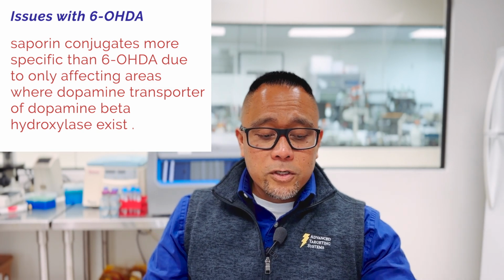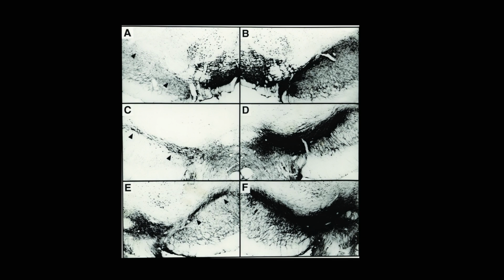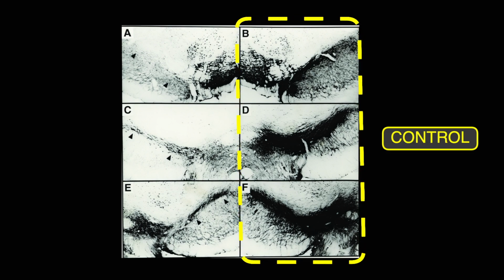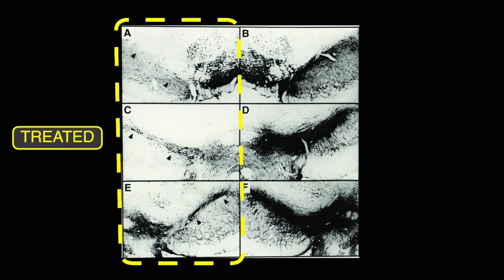And so we're going to be looking at this example here, and this image is taken from Wiley et al. 2003, and these are from rats treated with a conjugate targeting the dopamine transporter, so that's anti-DAT-SAP. So panels B, D, and F are going to be the controls, and panels A, C, and E are the panels where they received treatment.